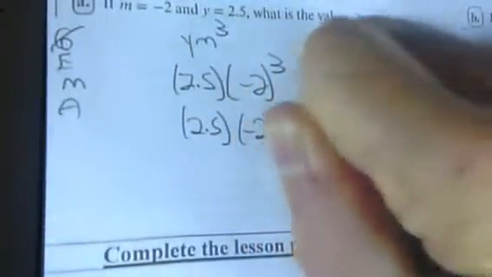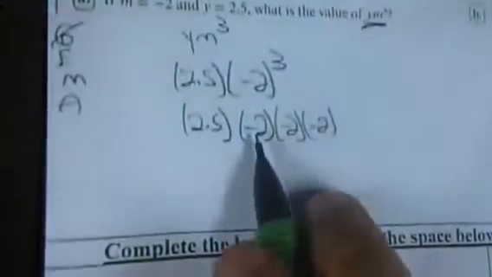So I'm going to cube that -2. That's -2 times -2. If you want to write this out, you can. -2 times -2 times -2. -2 times -2 gives me a +4. That's a 4 times a -2. 4 times -2 gives me a -8. So -2 cubed is -8. So I've got a 2.5 times -8.